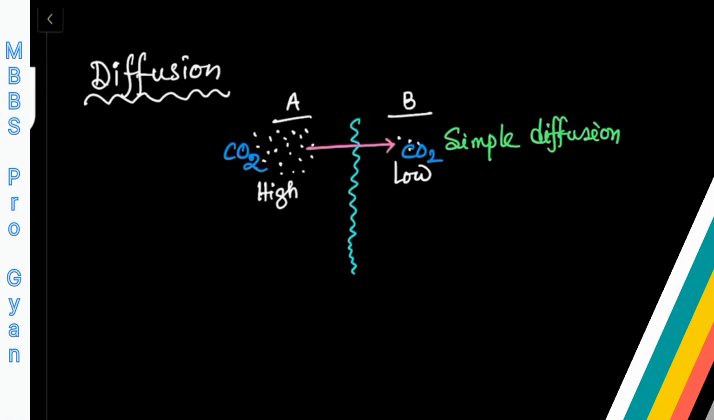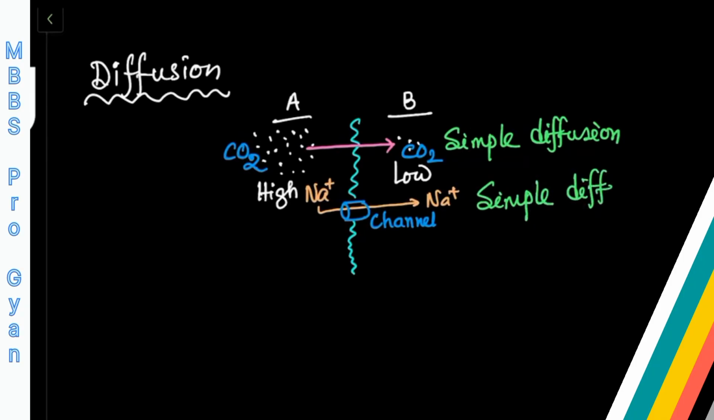But suppose there is presence of sodium ion on one half of this membrane, that is high concentration, and it is moving to low concentration with the help of a channel protein here. This is not the carrier protein, this is the channel protein. Sodium is moving from high to low concentration. This is also a simple diffusion.